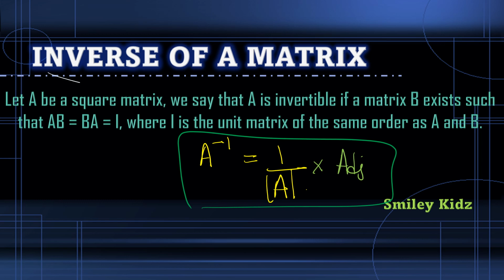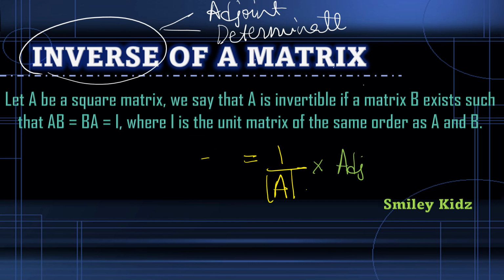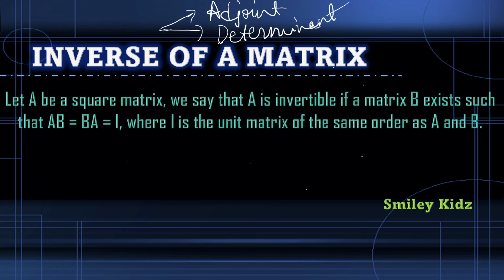For finding out the inverse of a matrix, we require two things. One is adjoint and one is determinant. And then you divide them and find out the inverse. Now, let's quickly take a good example and find out the adjoint and determinant and then divide them. Not being very complex, I'm going to take a 2 by 2 matrix. Let's say 1, 2, 3, 4.